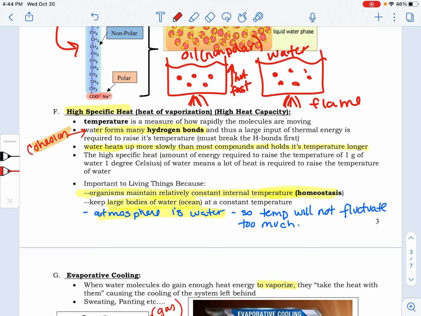Water, when I add the flame, remember, because I'm trying to draw dotted lines, you have all the hydrogen bonding between the water molecules, right? Because water is polar, it forms the hydrogen bonds, or it has cohesion. So when I first add the flame, it has to first break those hydrogen bonds. And then once that's broken, all the water molecules start vibrating around and will heat up. So water takes longer to heat up than oil. Water has a high heat capacity, oil has a lower heat capacity.